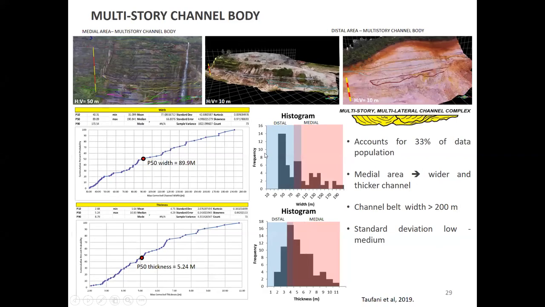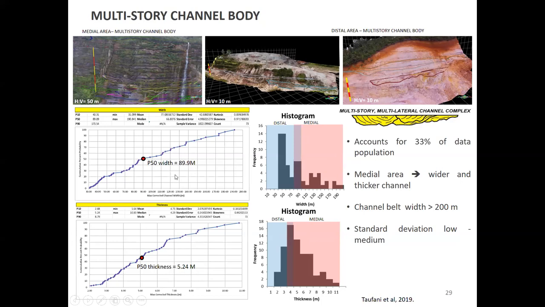And second, we move to the multi-story channel geobody. This is the second largest data set that we have. We collected over 70 data sets, which is 30% of the data population here. When we look at the probabilistic distribution for the multi-story channel, the P50 width reaches 90 meters and the P50 thickness reaches 5.2 meters.